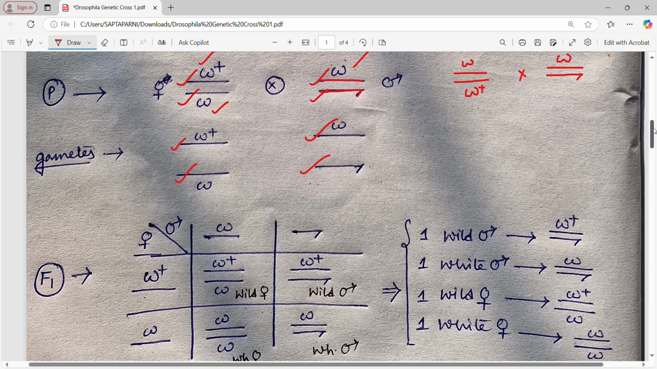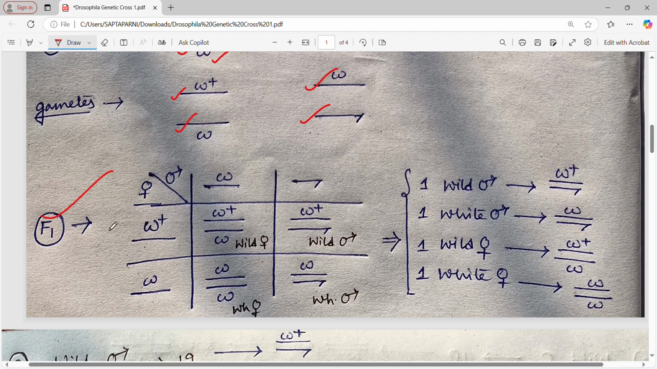Now do the cross or Punnett square here for the F1 generation. See here we have written male gametes on the top and female gametes on the side. Male gametes are W and Y, and female gametes are W plus and W. When we have crossed, we get W plus W here, which is a wild type female, because as we know white, W, is a recessive mutation, so in the heterozygous condition it will give rise to a wild type or red-eyed female. Then W plus and Y chromosome, so it is a wild type male as it has W plus. Then WW, that is a white female, as both X chromosomes contain the mutant allele. Homozygous recessive means the recessive phenotype will be expressed, so it is the white female.